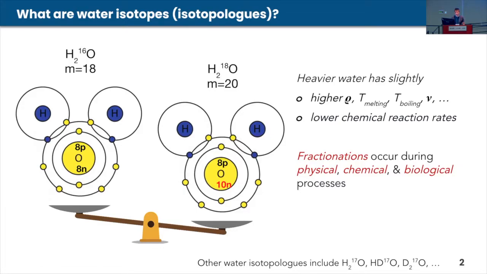So heavier water has slightly higher density, temperature for melting and boiling, as well as viscosity. Heavier water also has lower chemical reaction rates because of the stronger chemical bonds. As a result of the difference in the physical and the chemical properties, fractionation will occur during physical, chemical, and biological processes. For example, if evaporation happens, the heavy water is more difficult to evaporate. As a result, the remaining liquid will be heavier, containing more H218O.